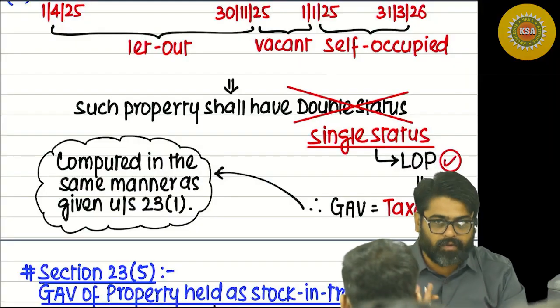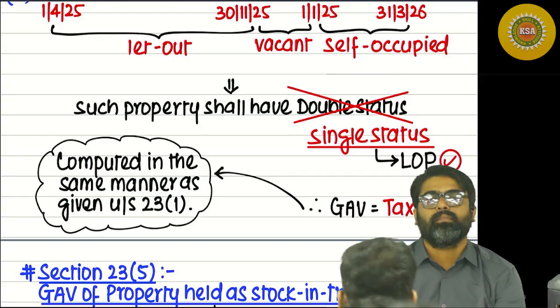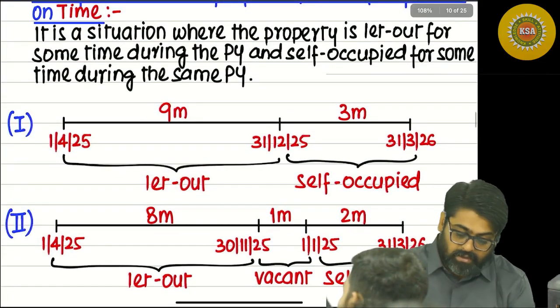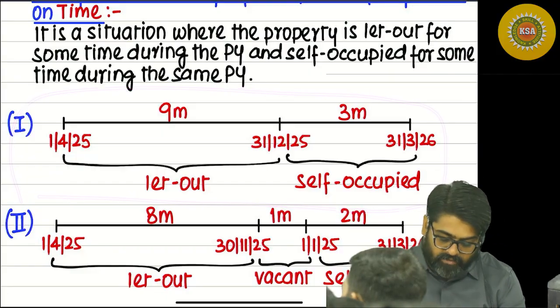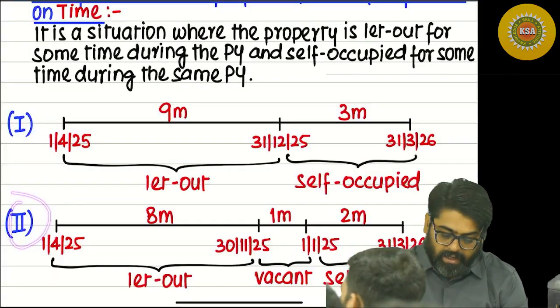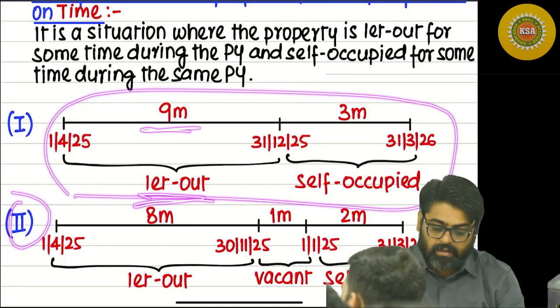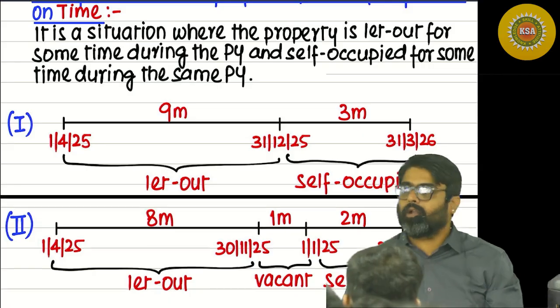What problem you will face, I'll tell you that. Okay, no? Did you understand this much? Everyone? Sure, no? Now if you understood this much, tell me, I have made 2 cases for you. First case and second case. In the first case, what is happening? 9 months the property is let out, 3 months the property is self-occupied. What status will you give? Let out property. The status given will be let out property.